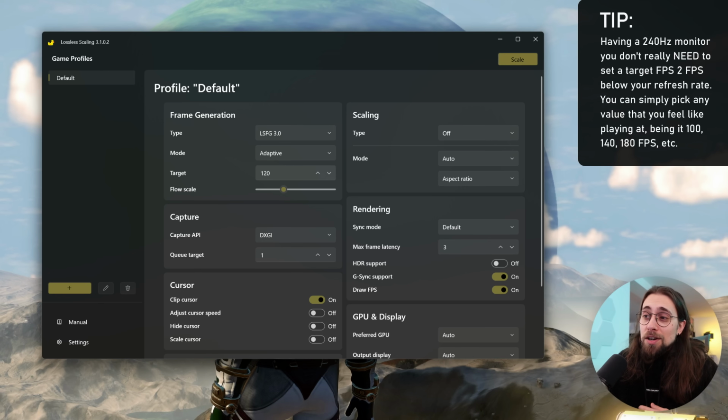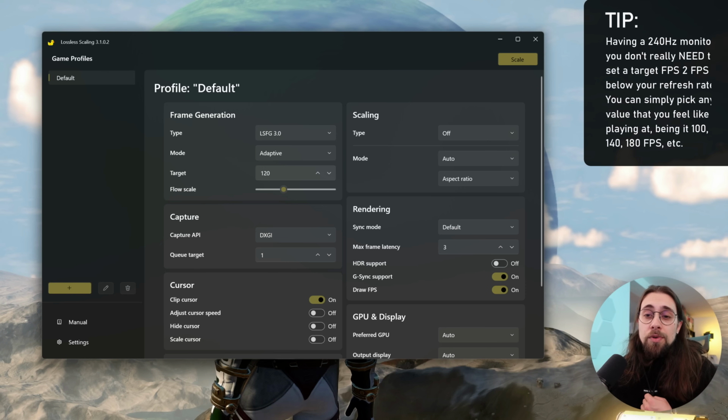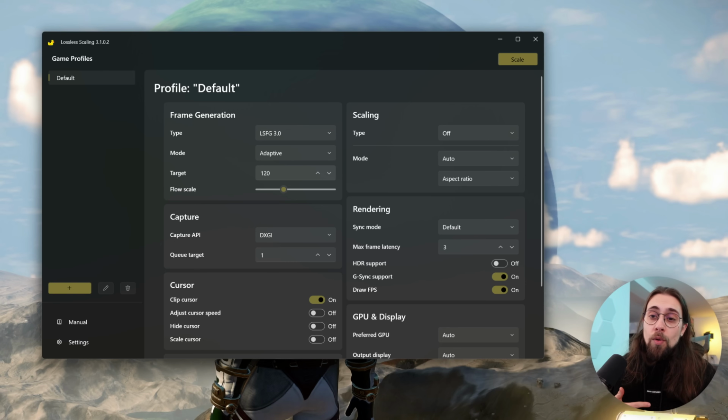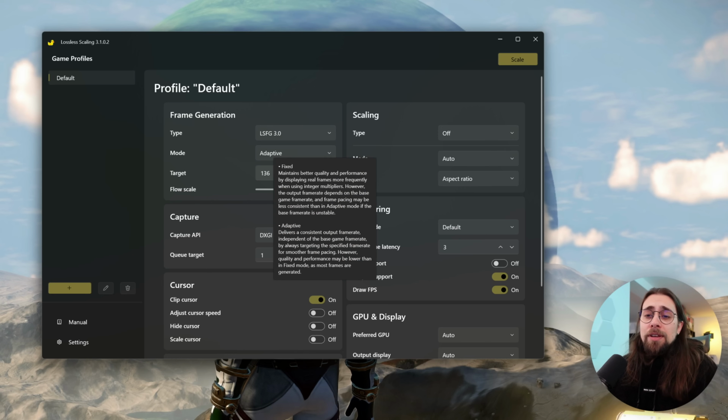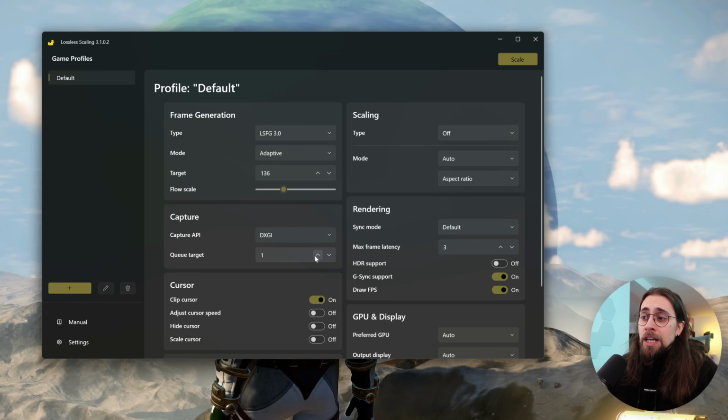It's not mandatory that you have it close to your refresh rate, because you might have to frame generate more frames, and quality wise it won't look as good. So you can just go to 120, 110, whatever makes you feel right. But remember, if you're using adaptive with uncapped base frames, you want to set the QE target to 2 according to THS in order to have better smoothness.